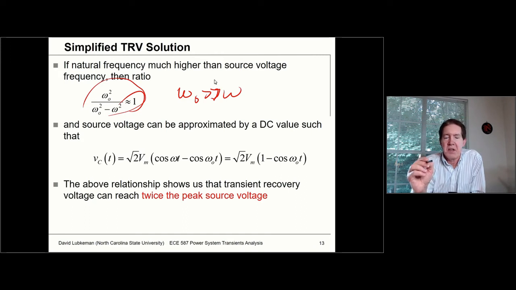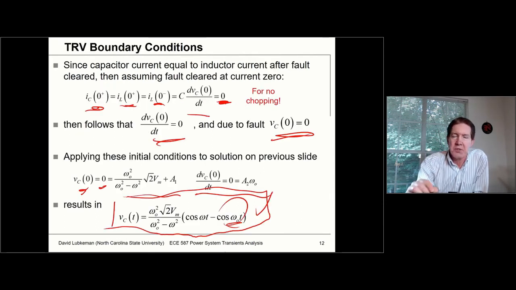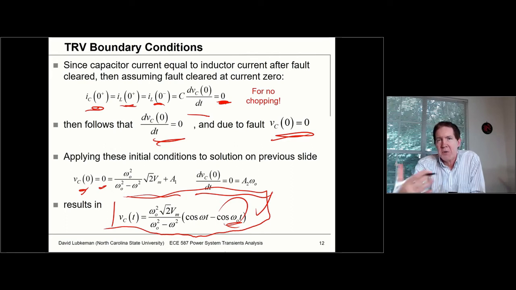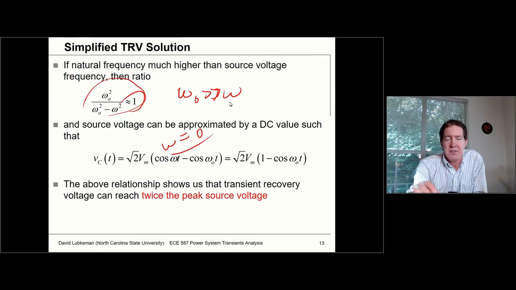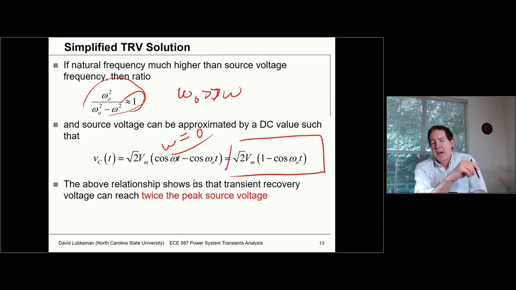And something else we do too is we typically assume that since that high frequency portion of the solution is what we're more interested in, we can assume that that 60 Hertz source essentially looks like a DC value, that the 60 Hertz value doesn't really change that much. And so we basically assume that omega, if you want to think about it this way, is just equal to zero. That's what DC is.